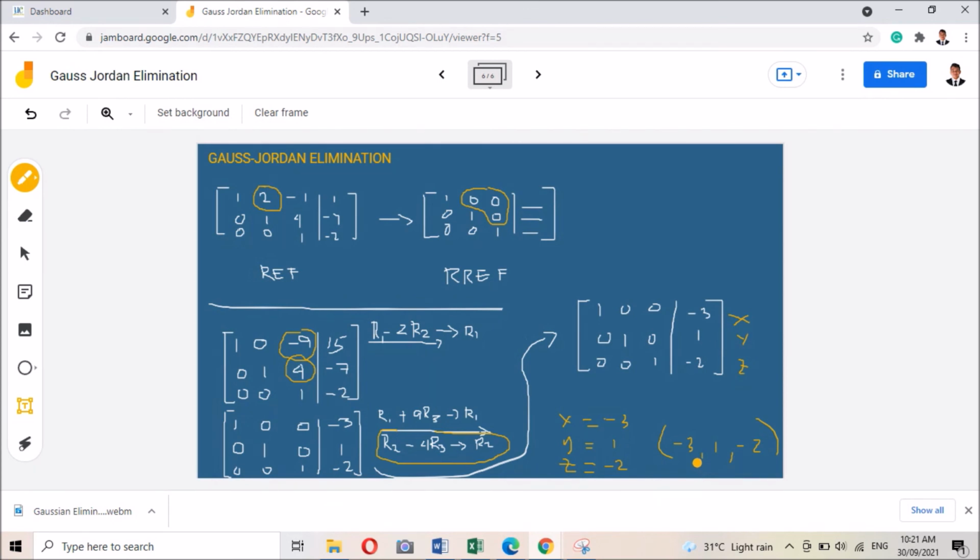So that's it about Gaussian elimination and Gauss-Jordan elimination. Remember that in Gaussian elimination, we just need to get the REF and then back substitute, since we already have the value of z. But in Gauss-Jordan elimination, we need to continue to reduced row echelon form, and then we can directly have the values of x, y, and z in the last column here: negative 3, 1, and negative 2.